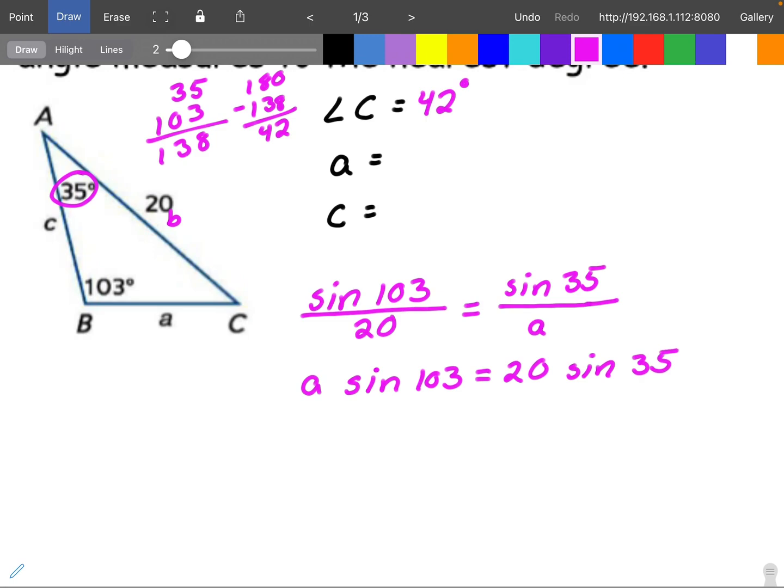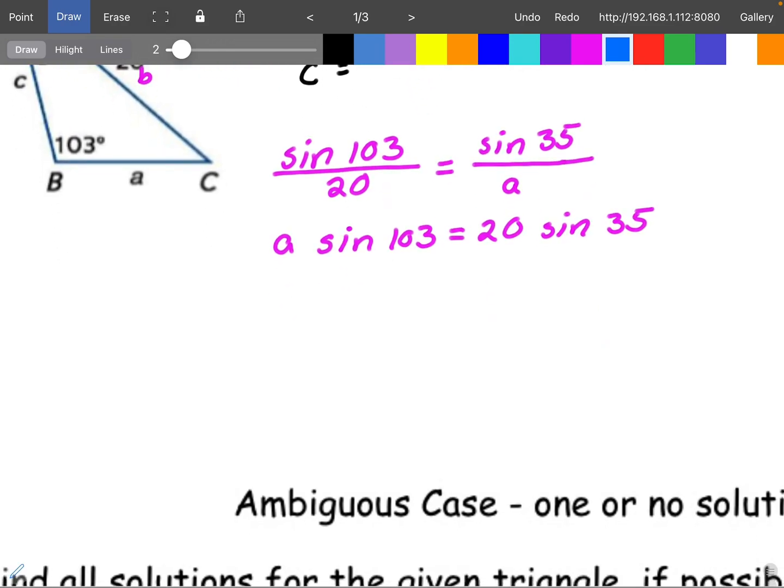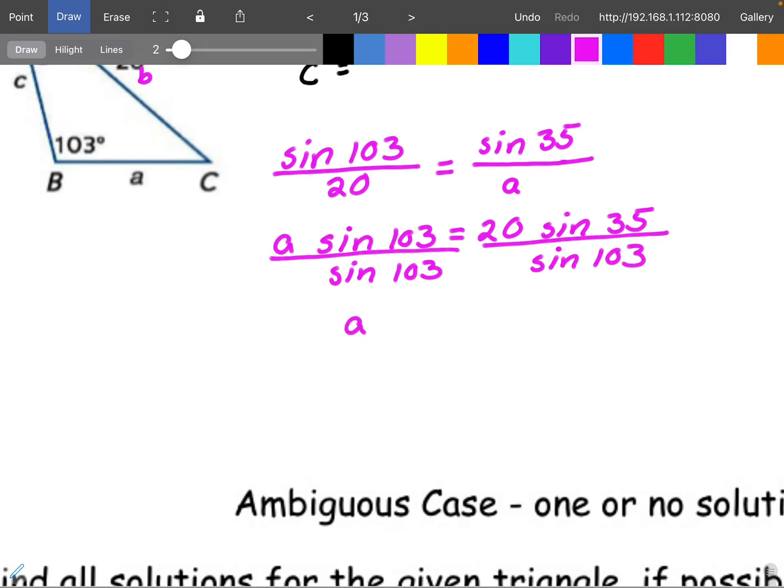Okay, now that I've cross multiplied, I need to divide. Well, remember, I'm trying to solve for A, which means I need to get rid of sine 103. Since that's A times sine 103, I'm going to divide by sine 103. Okay, so then A is going to equal 20 times sine 35 divided by sine 103.